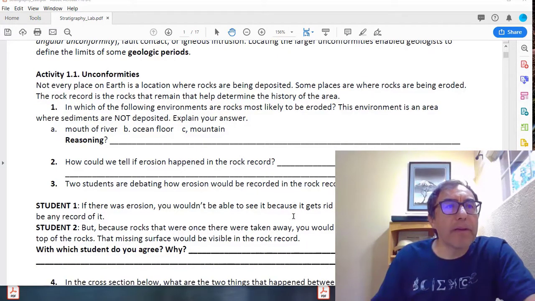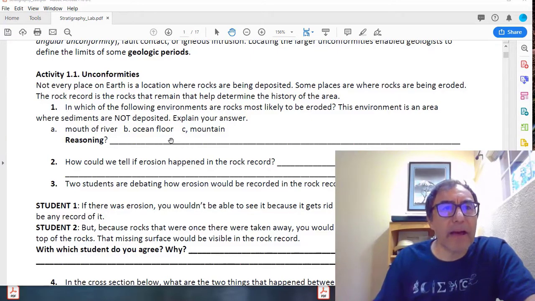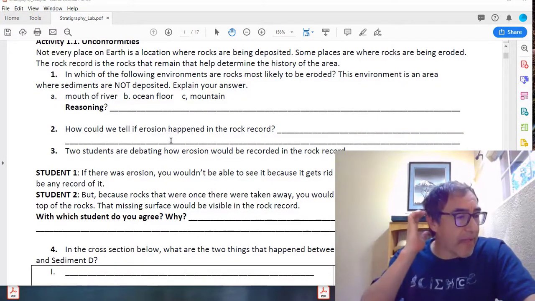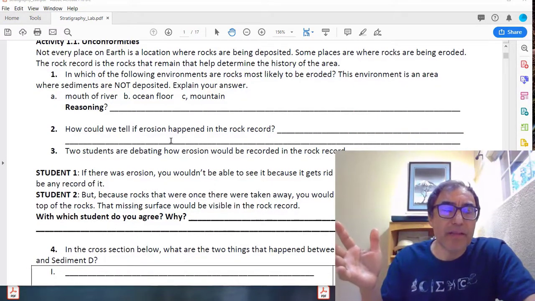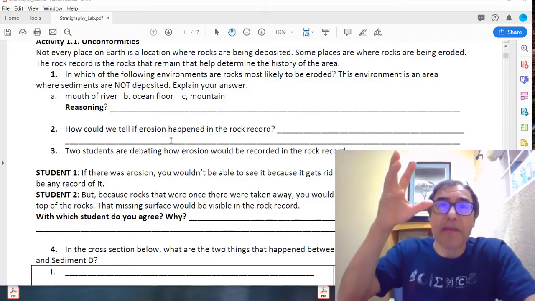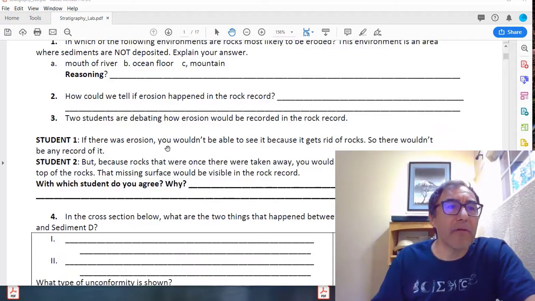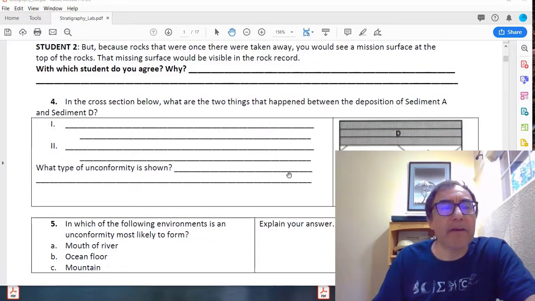This activity 1.1 is kind of more like a preparation, almost like a pre-lab dealing with unconformities. And I want you to answer these in your own reasoning. I want you to start thinking about how we think about these erosion events and where they form. For example, a mountaintop should be a region that's a source of erosion instead of a source of deposition, right? So you're not depositing stuff on top of the mountain, you're really taking away and bringing that someplace else. So think about that when you're answering this activity 1.1. And again, this deals with unconformities here.